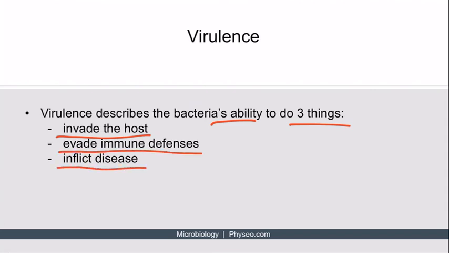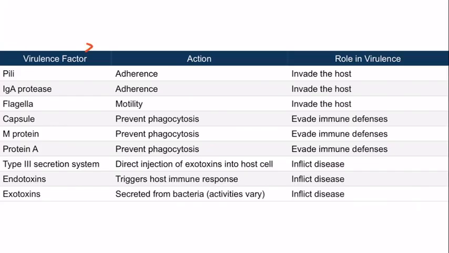inflict disease. And virulence is achieved through virulence factors. This table lists the virulence factors that you need to know, as well as the action of the virulence factor, this middle column, and lastly, how this virulence factor plays a role in virulence. Now, this table does not provide the details you need to know about each virulence factor. I simply show this to you here so you can briefly see the roles various factors have on virulence.